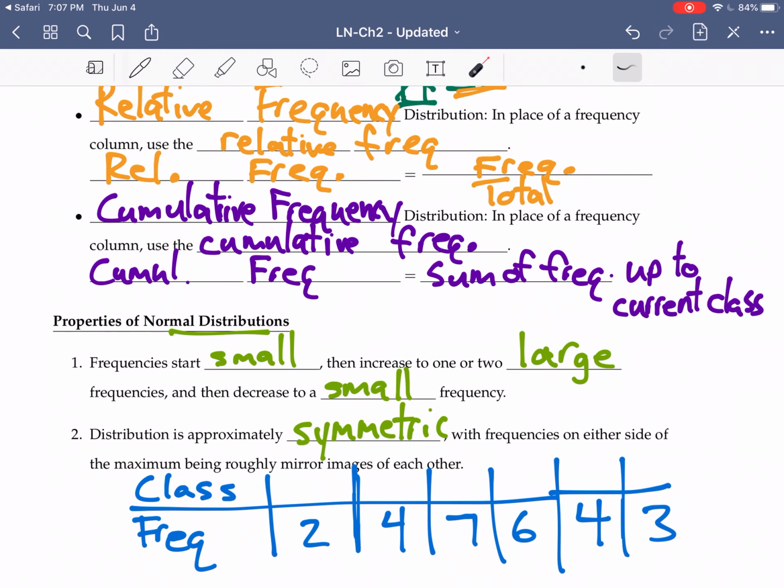Later on, we'll look at more formal methods to decide, is this normal? But for now, that's how we can get a gut feeling.